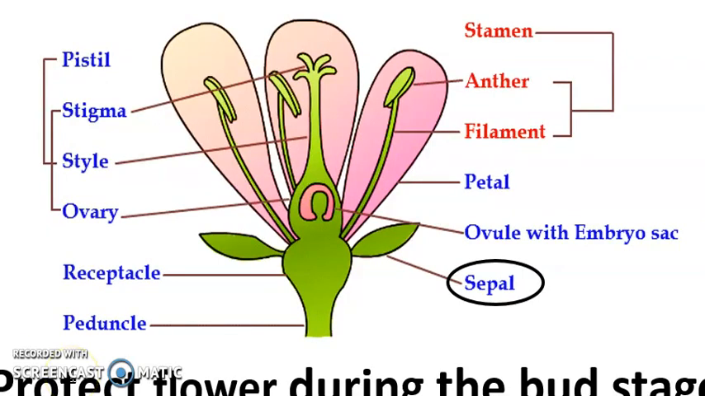Okay, so next one is sepal. Ni sepal ni bahagian luar, to protect the flower during the bud stage. Jadi untuk melindungi bunga ketika dalam proses kuntum, dalam stage kuntum.